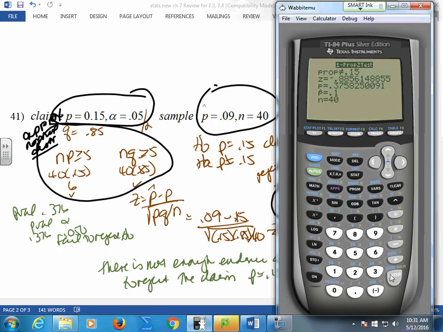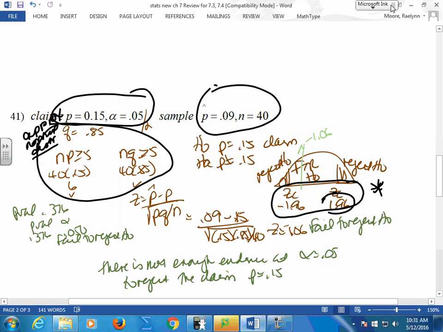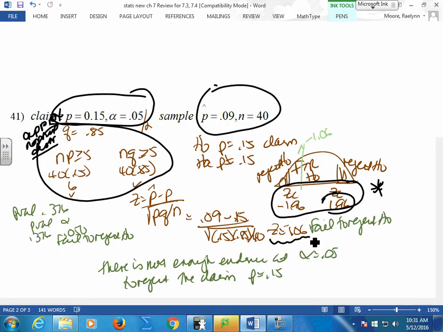How else could I find my p-value for this? What else could I do to get my p-val if I don't want to use the calculator? No, there's no formula. Table. What am I going to look up in my table? Look at my z-score. Good. And what am I going to do to that area? Multiply it by 2 to get your p-val.